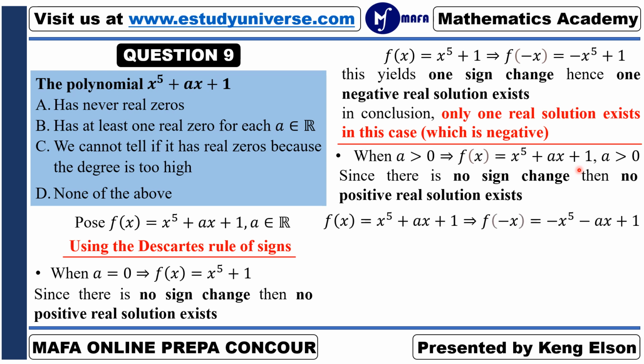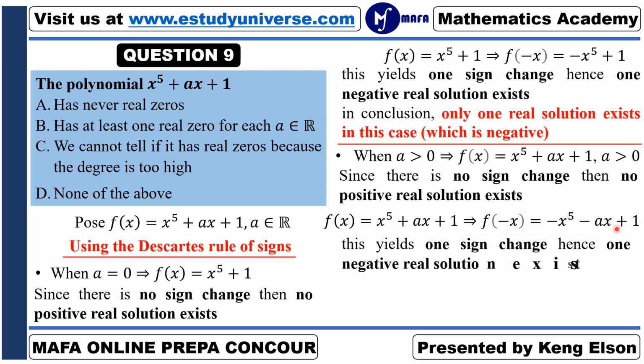Now we go ahead to get f of negative x. That is replacing x with negative x, taking it to the power 5, and then replacing x here with negative x as well. How many sign changes are here? There is only one sign change. Negative to negative is no sign change, but negative to positive is one sign change. So since there is one sign change, then what's the conclusion? There is one negative real solution, because this one sign change is for f of negative x.